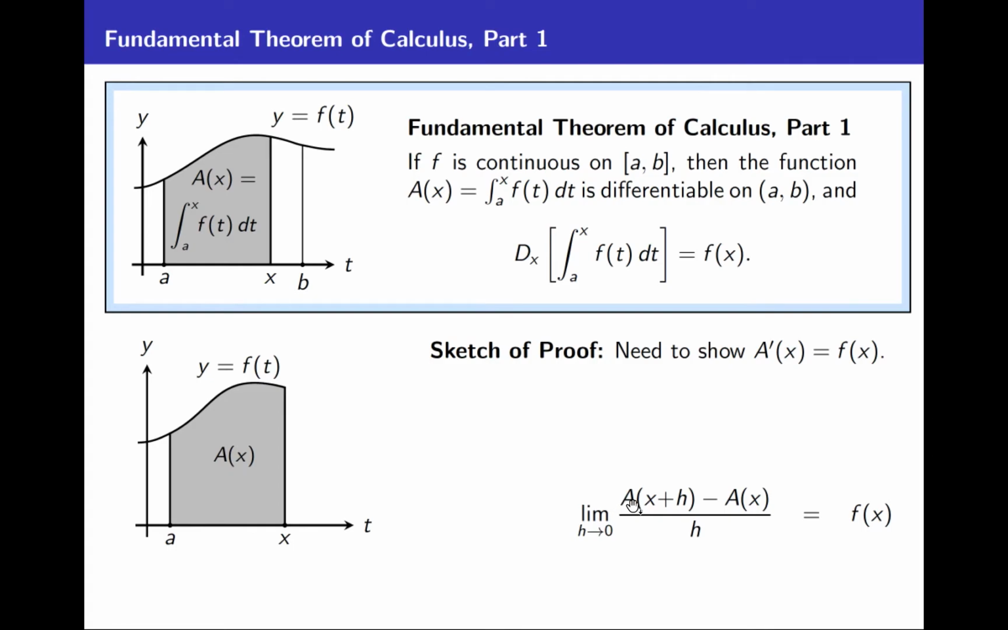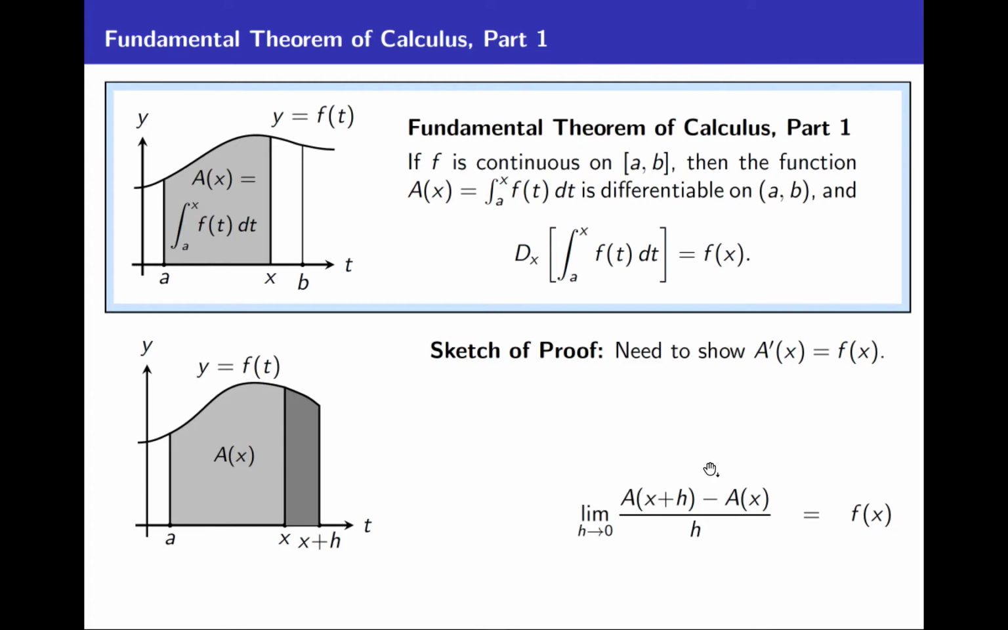There's also in this limit an A of x plus h, and x plus h is just a little bit past x. Think about h as being positive. So x plus h is right there. And the A of x plus h, that would be the total shaded region area between a and x plus h. This light gray area together with this dark gray area. That's the A of x plus h.